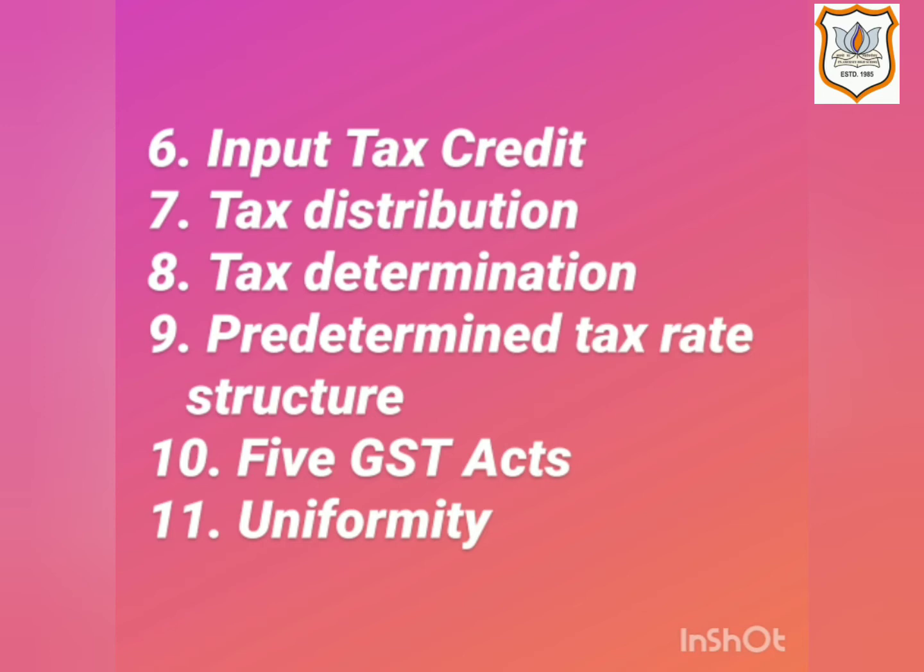Now the next point is tax distribution. The center and state will share GST tax revenues at a 50-50 ratio except IGST. This means that if a service is taxed at 18%, then 9% will go to the center and the remaining 9% will go to the concerned state.